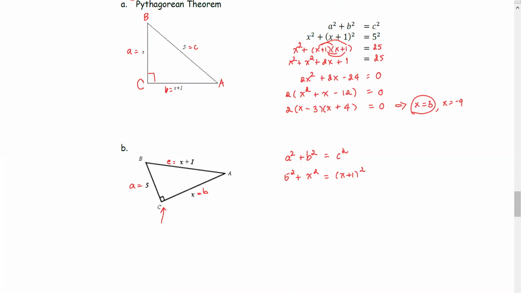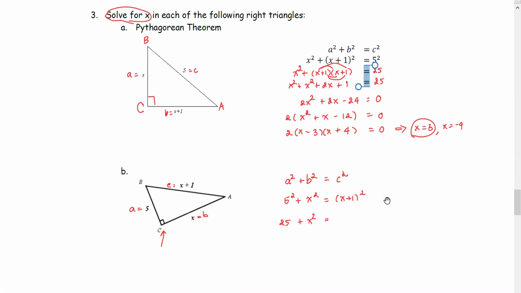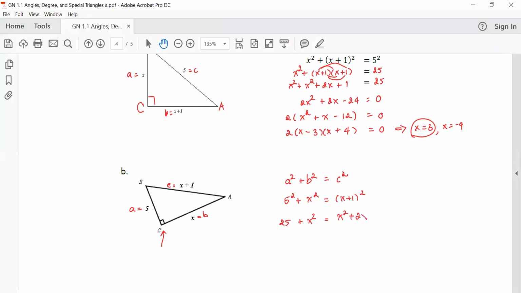Then your goal is to solve for x, similar to the previous part. 5 squared is 25 plus x squared. The perfect square, as we did already in the previous example, we should get x squared plus 2x plus 1. Then you can see x squared and x squared can be cancelled. We have 2x here, minus 1 both sides, so we get 24 on the left, 2x on the right. That gives you x equals 12.